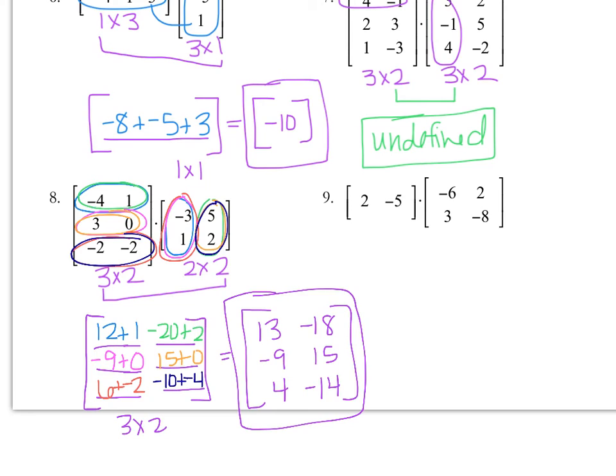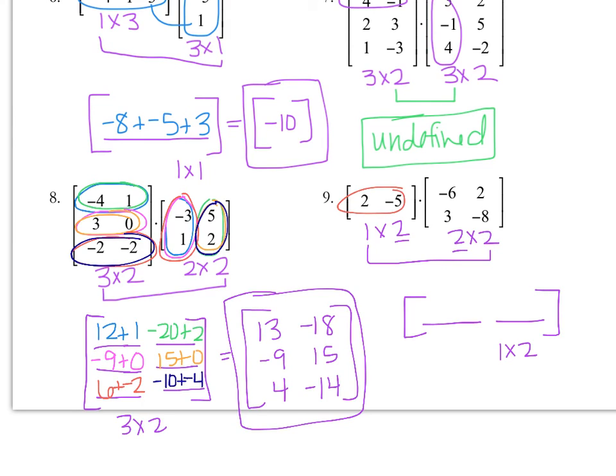All right, and then the last one, number 9, we have a 1 by 2 times a 2 by 2. So this one will work because the inside numbers match, which means I'm looking at those outside numbers. I know it's going to be a 1 by 2, which is the same size as the first one. So to get the first element, it's first row times first column. That's negative 12 plus negative 15. And then we do first row times second column. That's positive 4 plus 40. We get an answer of negative 27 and 44.